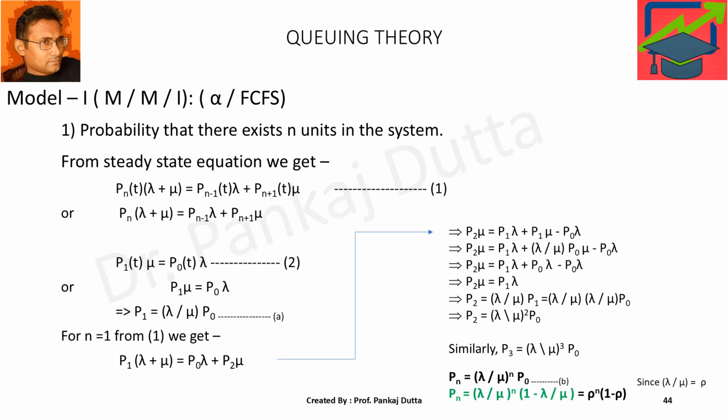Here also we get another expression for finding the probability of n customers in the system. We have replaced lambda upon mu as rho in the last line marked as green.